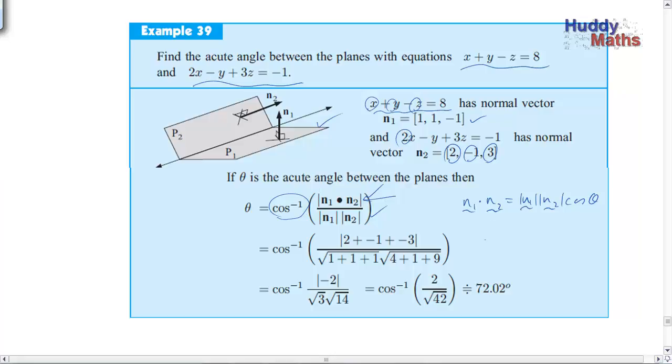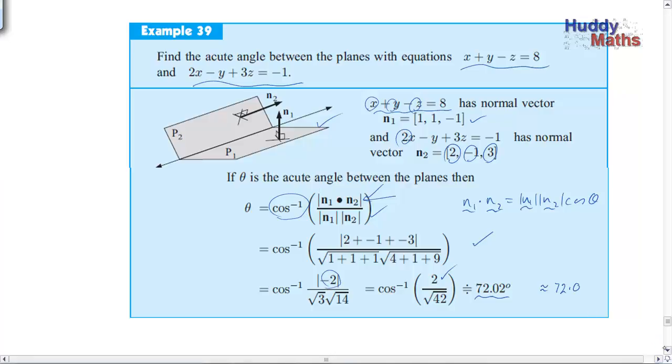Okay, so then we work out our numbers and come to -2 for the dot product, so that becomes 2, and then we state it there. Usually we would write this answer to 3 significant figures. This is 2 decimal places. We'd usually say approximately, or that sign, 72.0 to 3 significant figures.